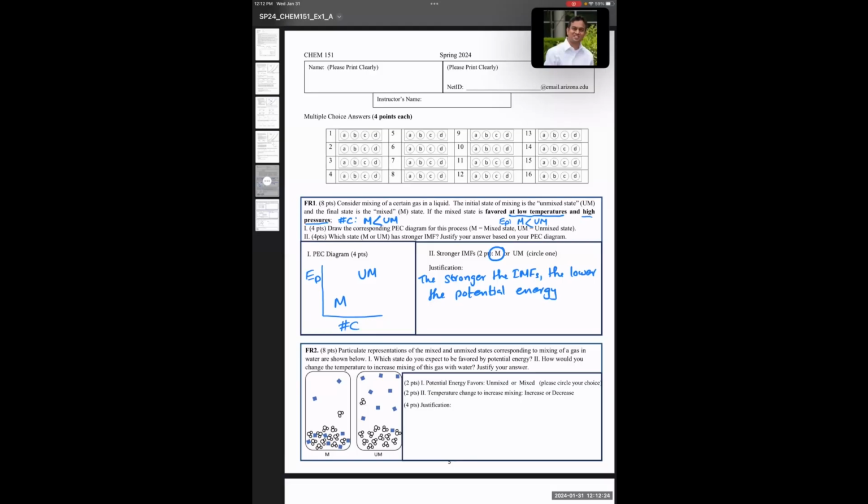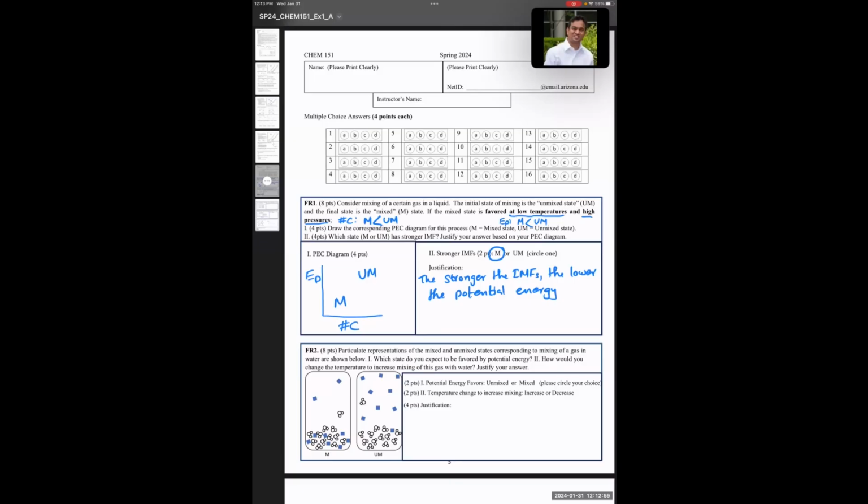And then for FR2, let's see what's going on here. Okay, and you are given the two states. This time, the particle level representation, the sub-microscopic representations, of the mixed and the unmixed states. And then you are asked two questions. Which state do you expect to be favored by potential energy? Okay, and how would you change the temperature to increase mixing of this gas with water? Okay, all right, so let's talk about this.